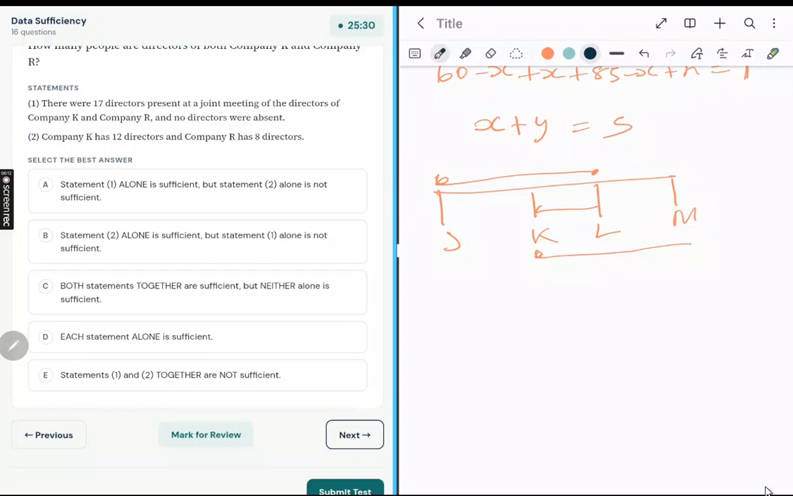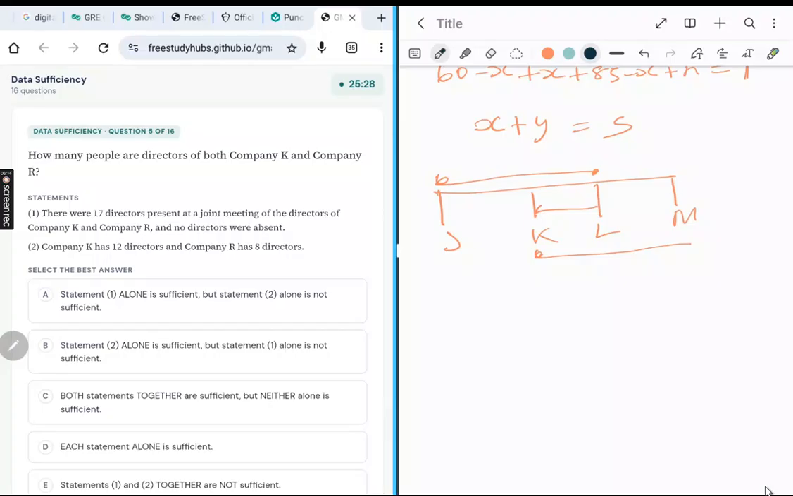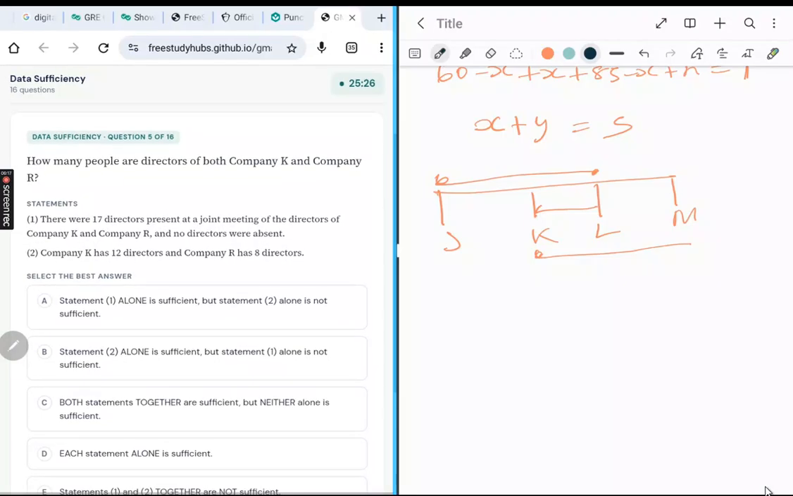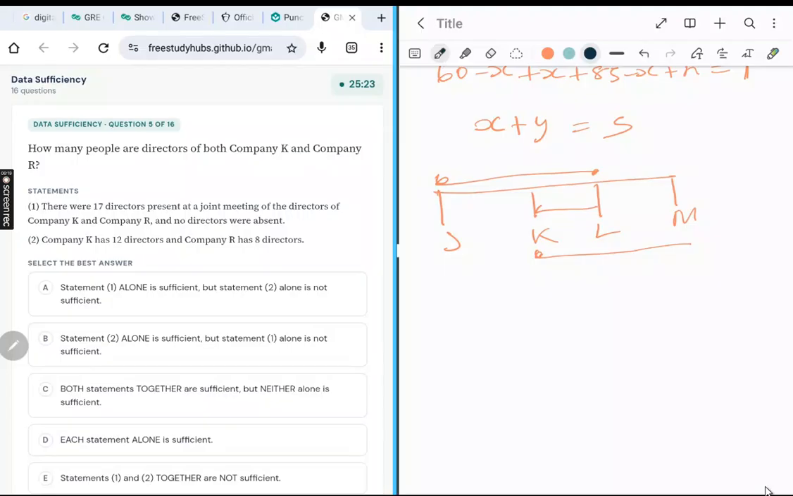There were 17 directors present. How many people are directors of both Company K and Company R? There were 17 directors present at a joint meeting of the directors of Company K and Company R, and no directors were absent. Not sufficient. Company K has 12 directors and Company R has 8 directors. So this is not sufficient because it's just a Venn diagram, and in this Venn diagram there is no neither. So combined together it becomes sufficient.